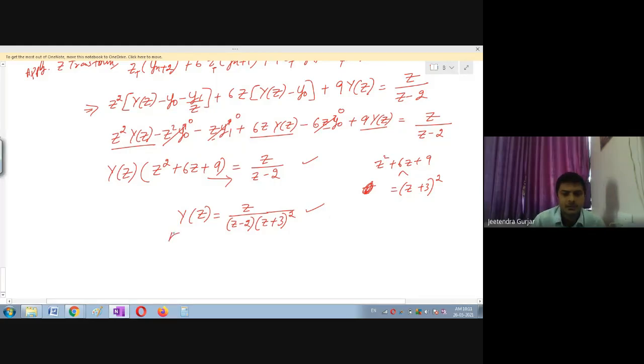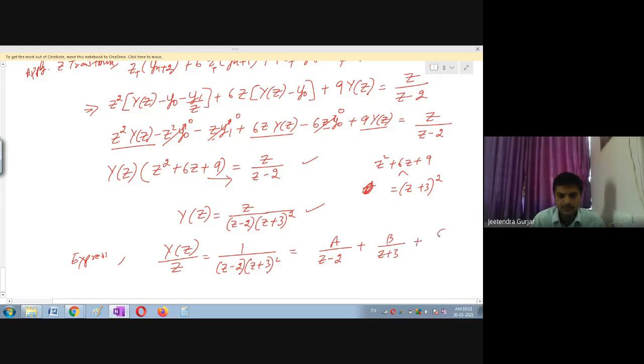Okay. Now you find the partial fraction. As I told you, to find the partial fraction, first you have to express, step 2, Y of z divided by z, which is equal to 1 divided by (z minus 2)(z plus 3) square. So you can take this as A divided by z minus 2 plus B divided by z plus 3 plus C divided by (z plus 3) square. So this is how you have to take the partial fraction.